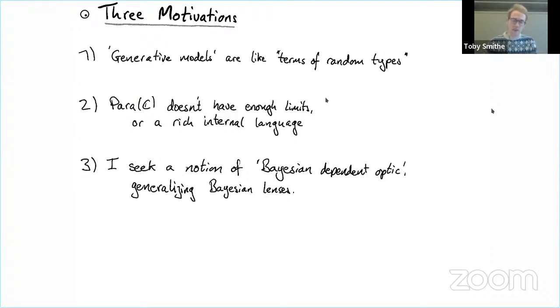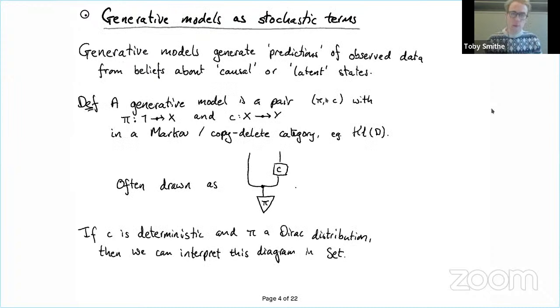And this means they don't really have the kind of rich internal language we might like. And then finally, as I mentioned, I'm really seeking this notion of Bayesian-dependent optics. That would be something that generalizes Bayesian lenses to a kind of dependently typed setting. So we'll start with number one.